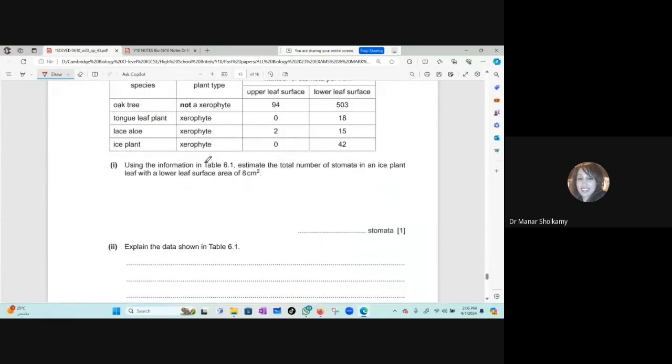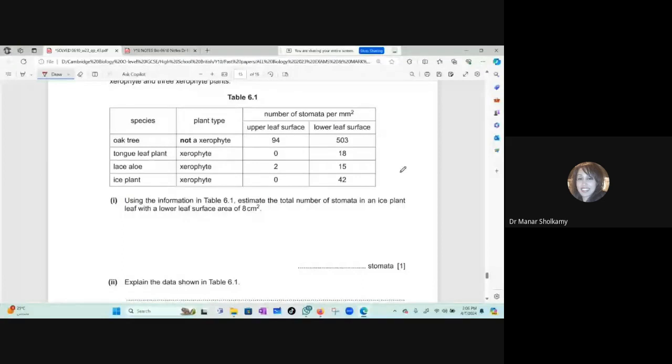Table 6.1 shows some data about stomatal density in the leaves of one plant that is not a xerophyte and 3 xerophyte plants. Using the information in Table 6.1, estimate the total number of stomata in an ice plant leaf with a lower leaf surface area of 8 centimeters squared. This is the ice plant. It is a xerophyte. The upper leaf has 0 stomata, but the lower leaf has 42 stomata per millimeter squared. This is a very tricky question. How will you know the number of stomata in 8 centimeters squared?